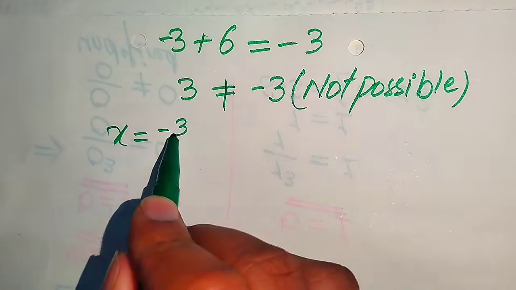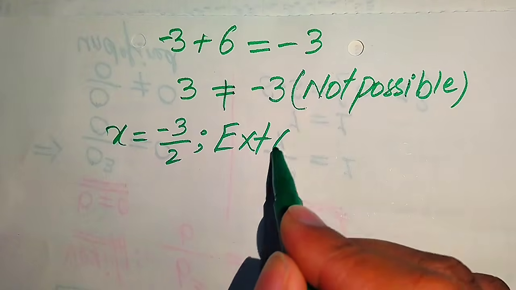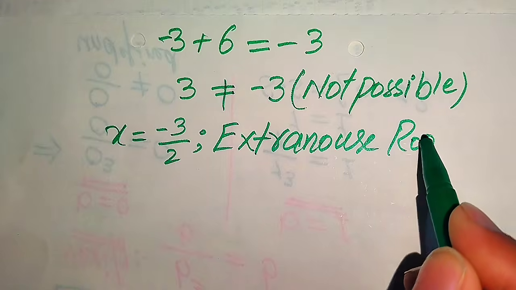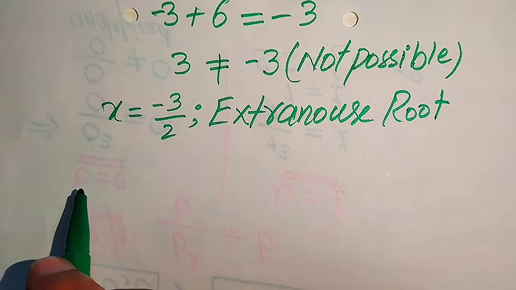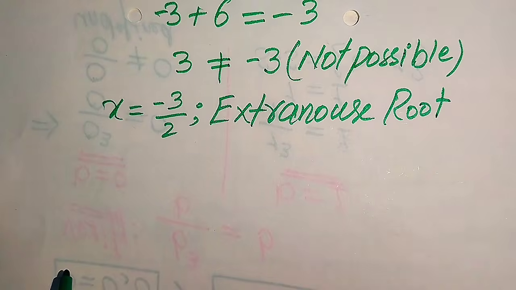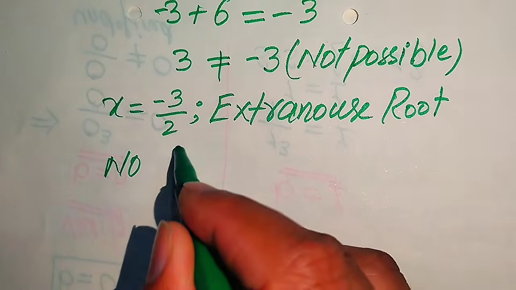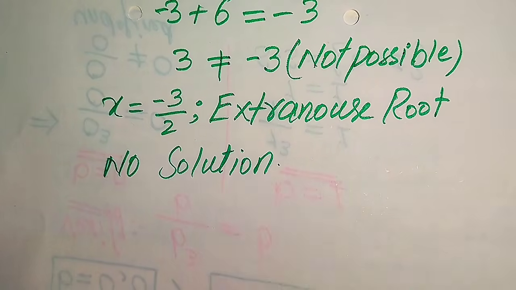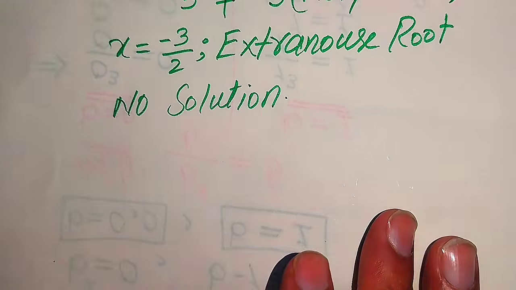So we say that x equals minus 3 over 2 is the extraneous root of the given equation, because it does not satisfy our given question statement. For the determination of the solution, we finally conclude that this question has no solution, because we cannot find any value of x which satisfies our given question statement. So this question has no solution, which we get here from the first method.